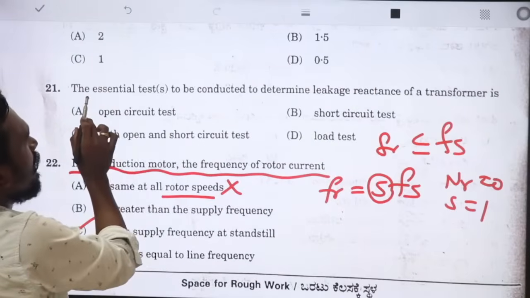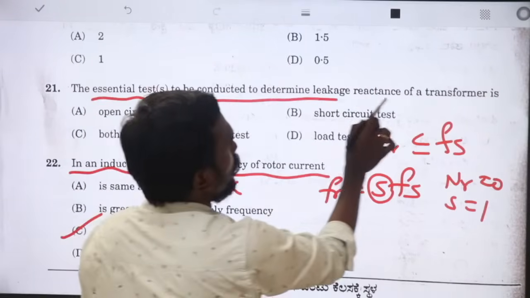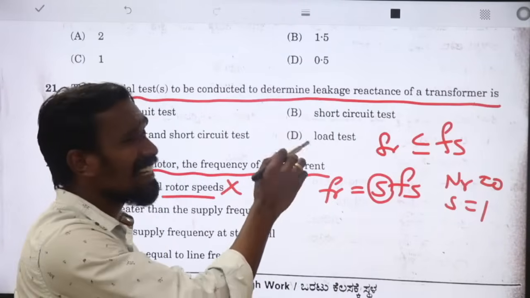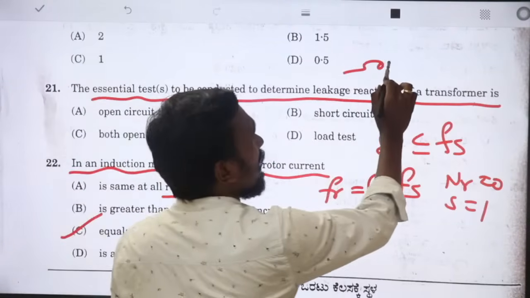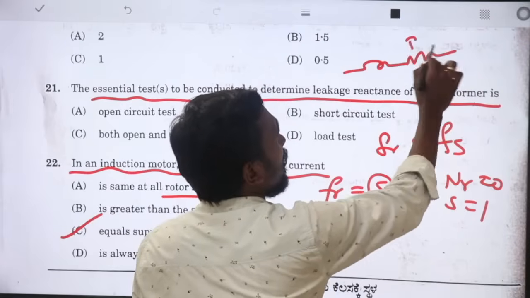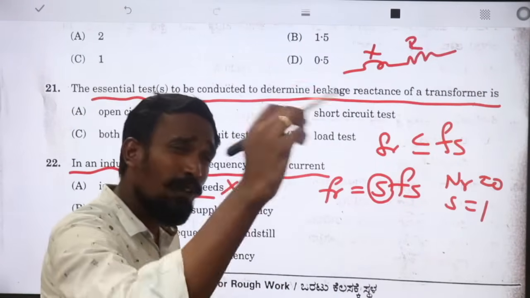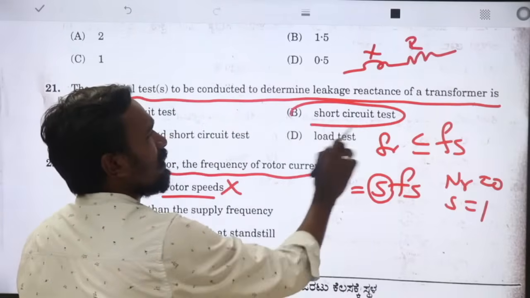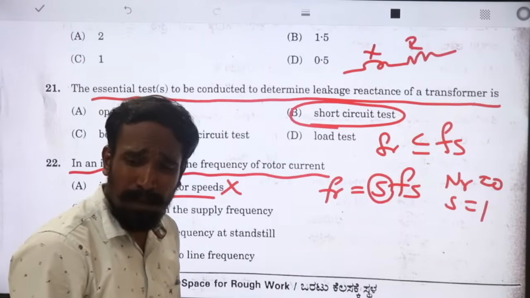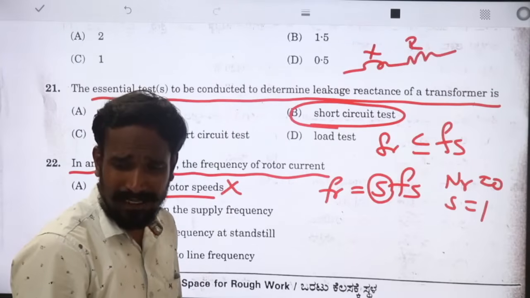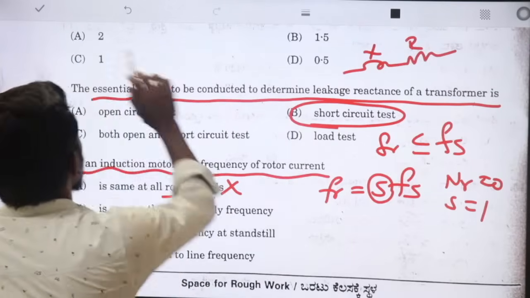The essential test to be conducted to determine the leakage reactances. Generally, the resistances and leakage reactances of the transformer we can find by using the SC test only. By using the SC test only. So, option B is the correct answer.